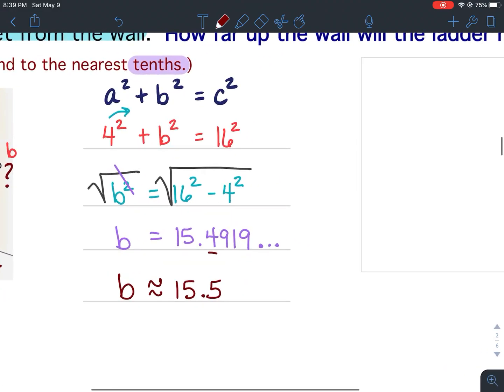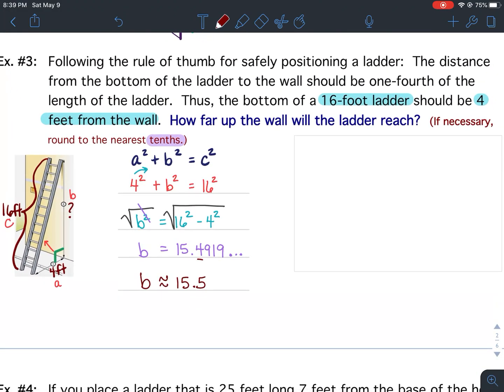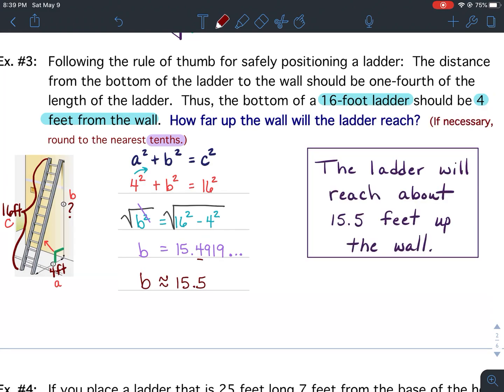Okay, so again, this is a word problem. We need to use words to answer it. So we need a sentence. So how far will the ladder reach up the wall? The ladder will reach about 15.5 feet up the wall. We must use that word about because we round it. So don't forget the word about or you would end up losing points. So the ladder will reach about 15.5 feet up the wall.